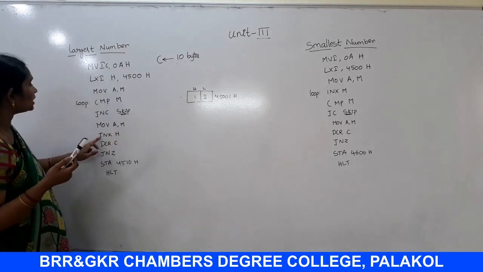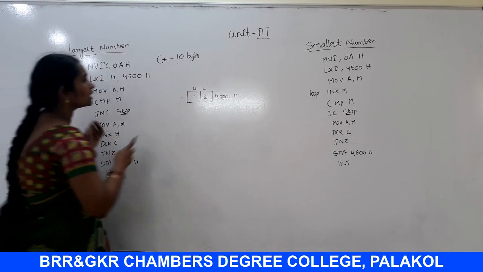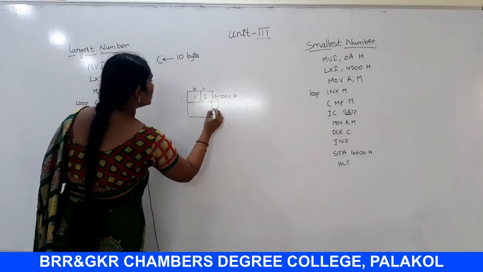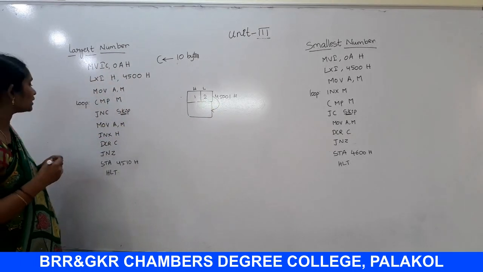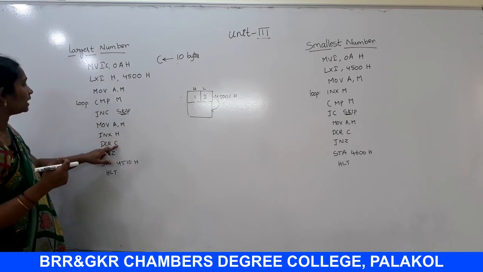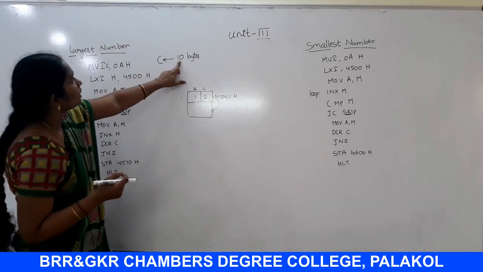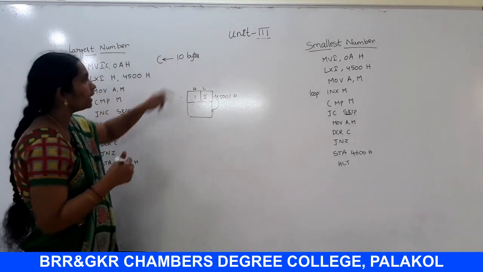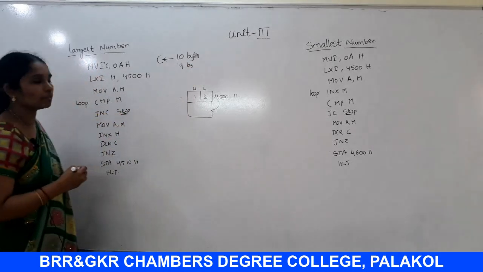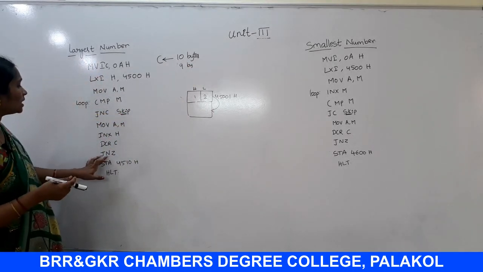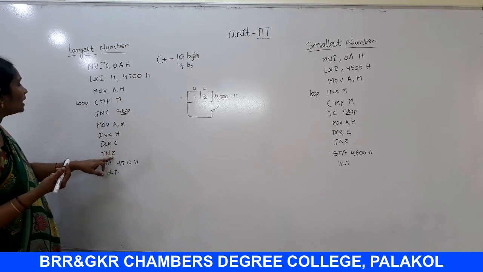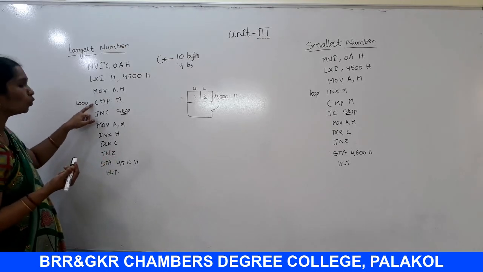The next one is increment H. Here this is the HL register pair, and we increment to the next location. After that, JNC. Initially this is 10 bytes, and the decrement makes it 9 bytes. After that, jump no carry: if no carry is generated, then again move to this loop.